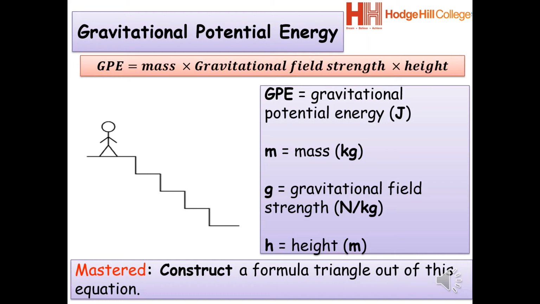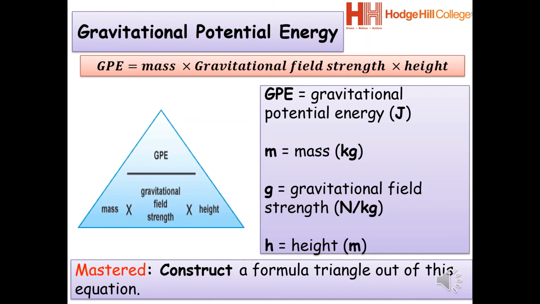Thank you. Hopefully what you have is a triangle that looks very similar to this. So you've got GPE at the top and mass times gravitational field strength times height at the bottom. Remember how we use these triangles. If you are asked to find out what one of them is, so maybe you're asked what is mass, you would cover mass with your finger and that would leave you GPE divided by gravitational field strength times height.